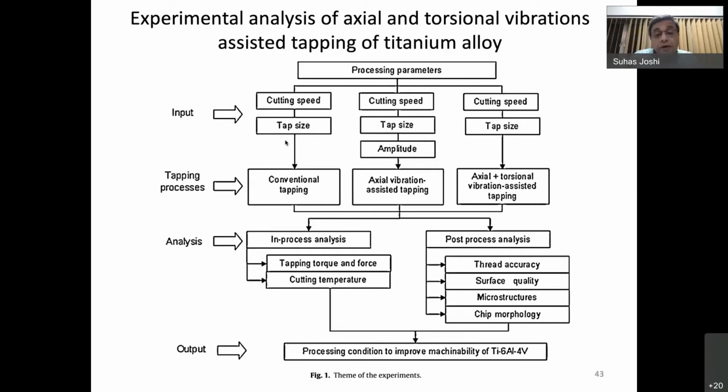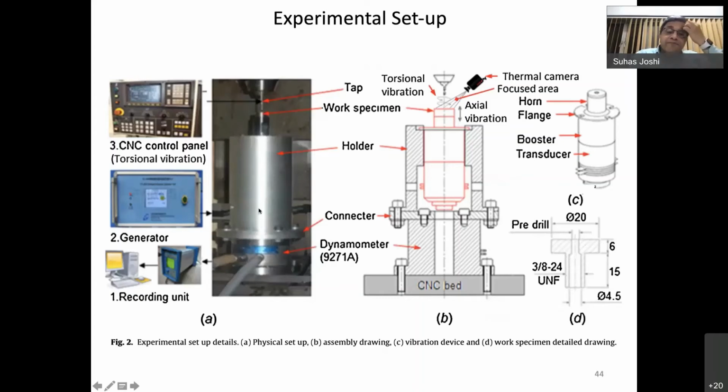So one is the axial vibrations, and the other is the torsional vibrations. The axial and axial plus torsional vibration assisted tapping is where we wanted to take care of the spring back which happens and grips the taps while you are tapping the titanium alloy. This is the experimental setup which provided the axial vibrations, and the torsional vibrations were provided by means of the motor rotating the drill in the forward and the backward direction.